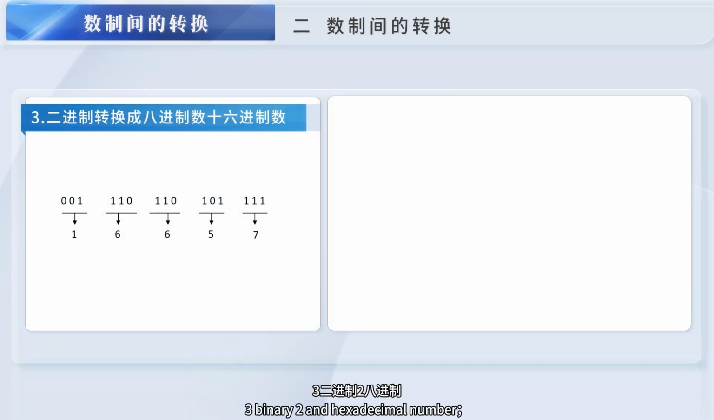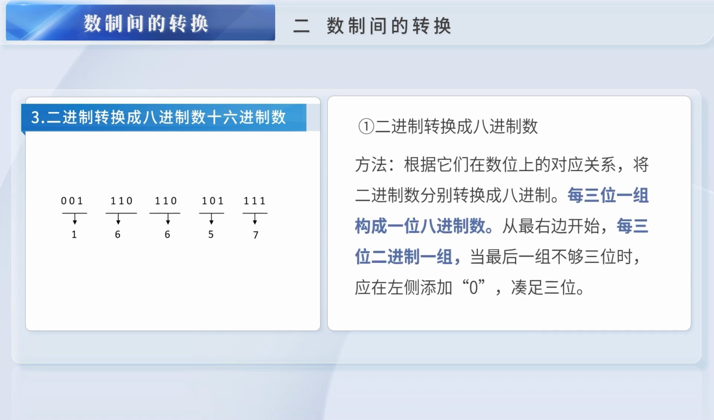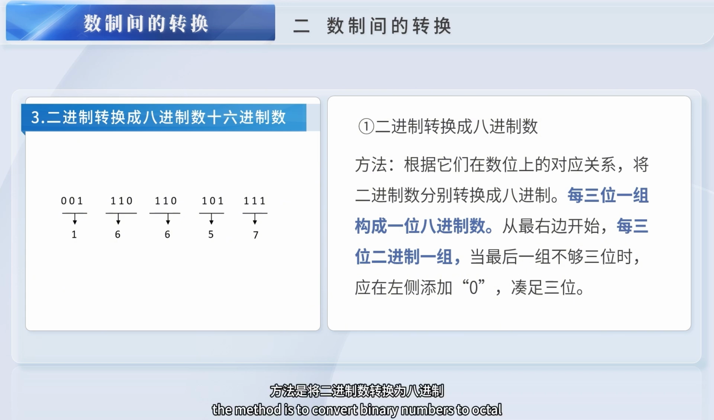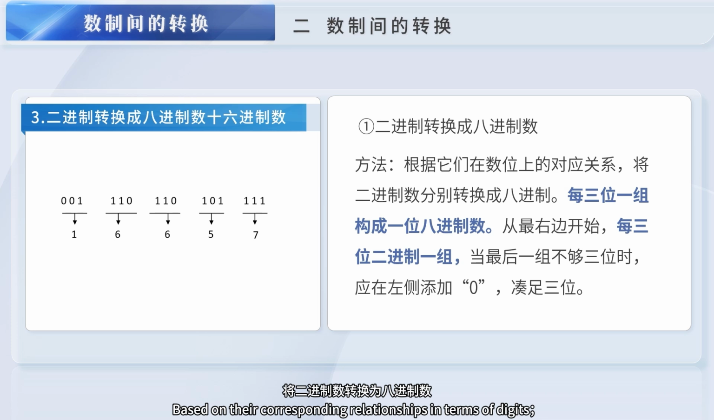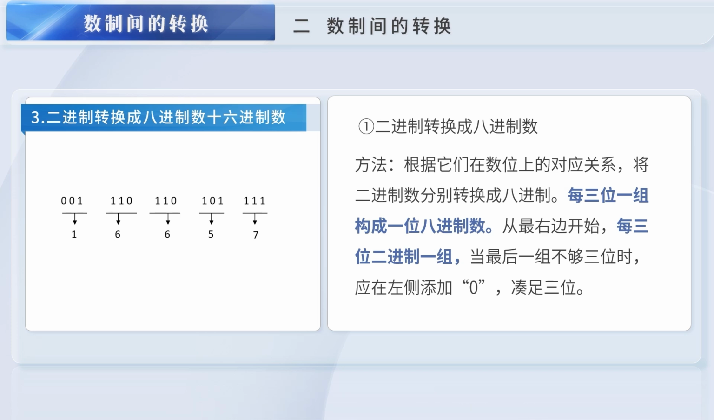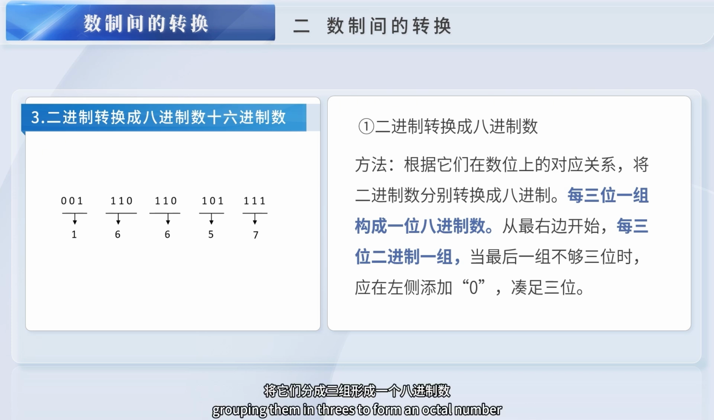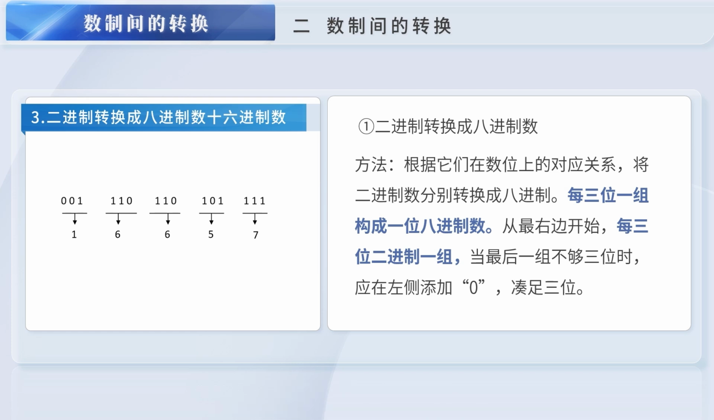3. Binary to octal and hexadecimal number. First, binary number to octal number. The method is to convert binary numbers to octal numbers based on their corresponding relationships in terms of digits, grouping them in threes to form an octal number. Starting from the right, each 3 binary digits form a group. When the last group is less than 3 bits, add zeros to the left to make up 3 bits.